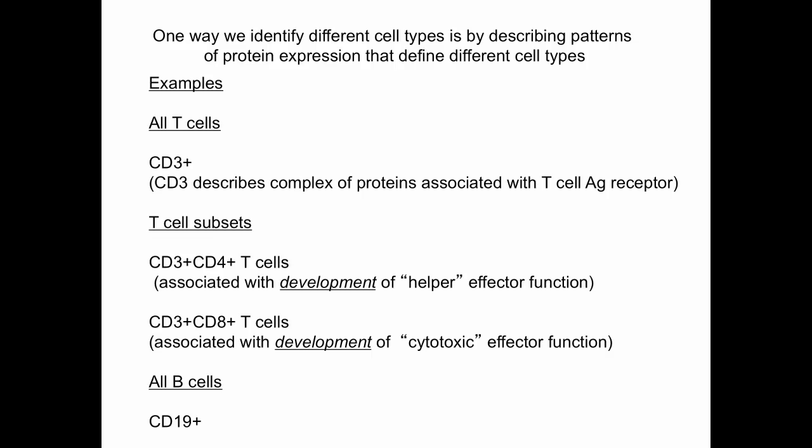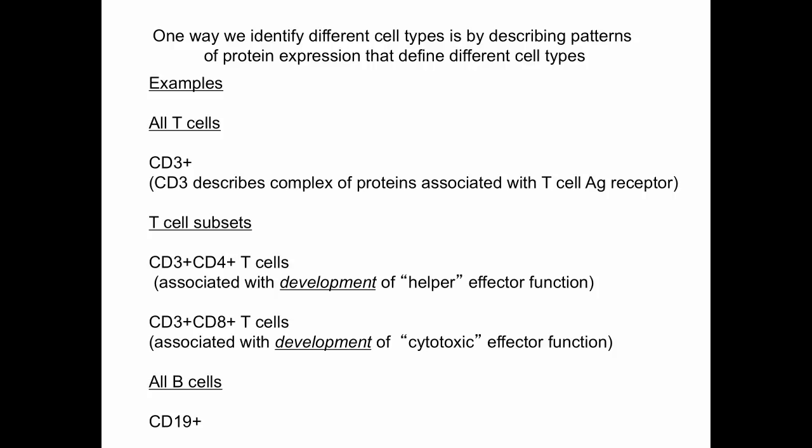And so an example of how you use this system to identify different classes or types of lymphocytes is that all T cells, all mature T cells, would express this protein called CD3. If you identify a cell that's CD3 positive, by definition that would be a mature T cell. And it's a mature T cell because the CD3 complex of proteins is associated with the T cell antigen receptor.